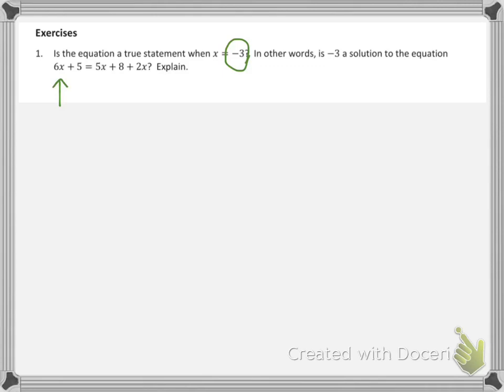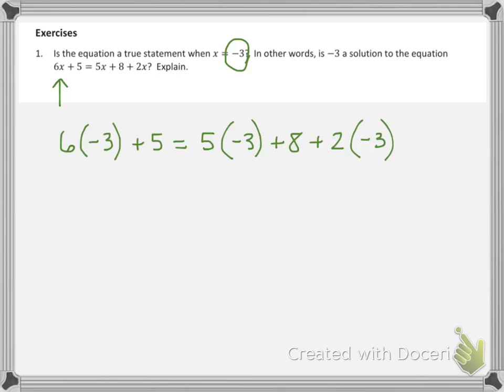So let's do that. We have 6 times -3 plus 5 equals 5 times -3 plus 8 plus 2 times -3. Okay, and then we're just going to simplify. So let's go through and get all this multiplication done first. 6 times -3 is a -18 plus 5 equals 5 times -3 is a -15 plus 8, and then 2 times -3 is a -6.